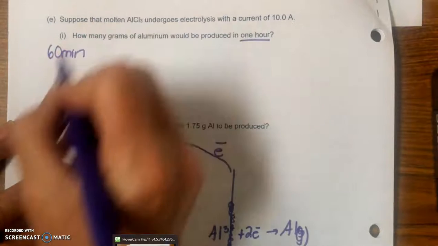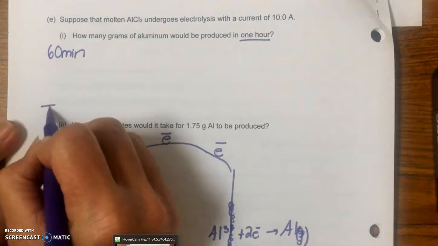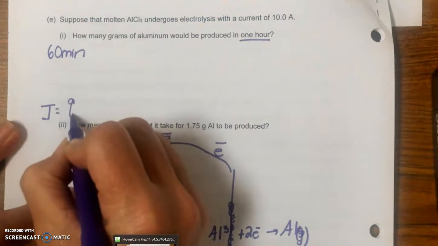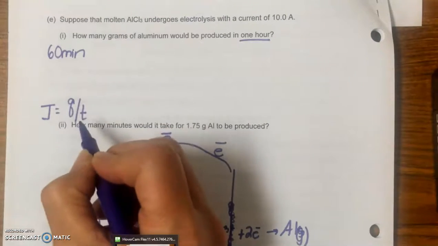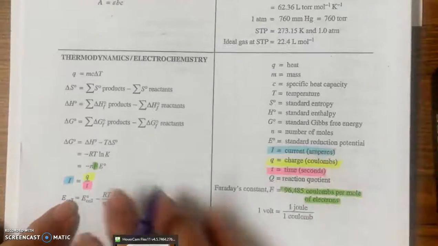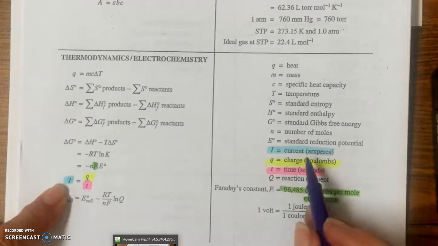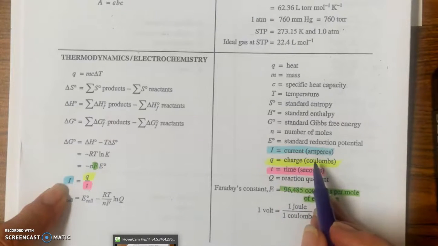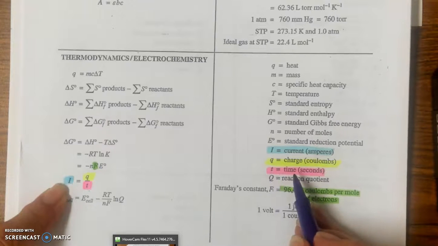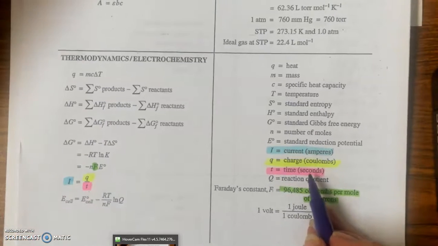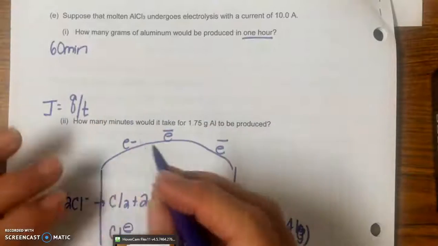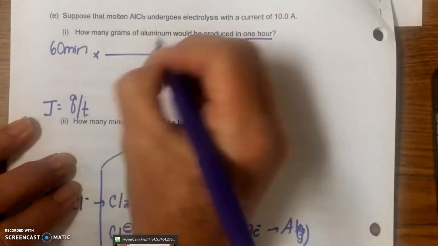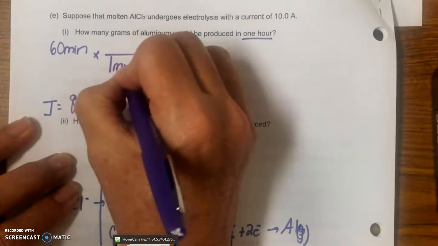Now, this equation here, I is equal to charge divided by time. That is in your formula chart. Now, I is current in amps, Q is charge in coulombs, and T is time. It's going to be in seconds. So we're going to take our minutes first, and we're going to convert it to seconds.